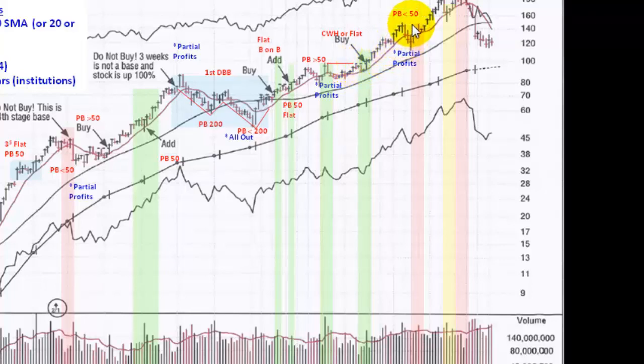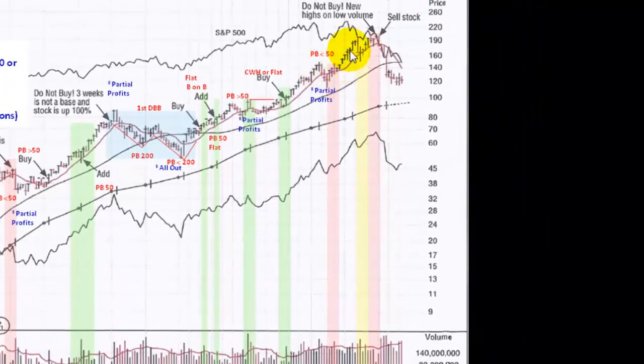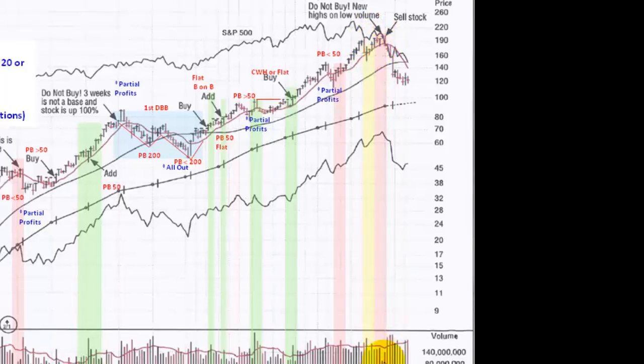Then it finally runs up. So every time it breaks out of a sound base or has a strong breakout or bounce off of the 50-day, those are good places to add. It runs up, and then we start to see some warning signs. We've got a lot of distribution, a lot of red, a lot of selling. It falls back to the 50, doesn't really bounce off it strongly. Then we start to see new highs on low volume, which is a sell signal.